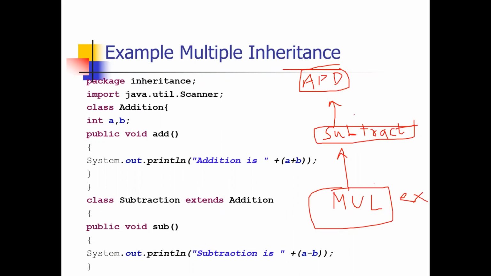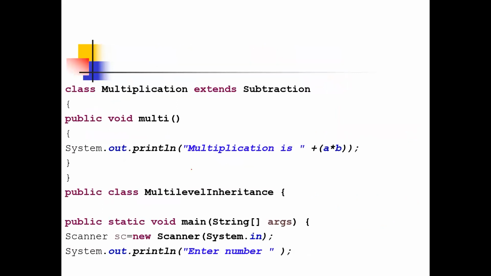Next level, subtraction extends addition. So this is the second level. That's why it's called multilevel inheritance. So here we see one addition, subtraction extends addition, and multiplication extends subtraction.